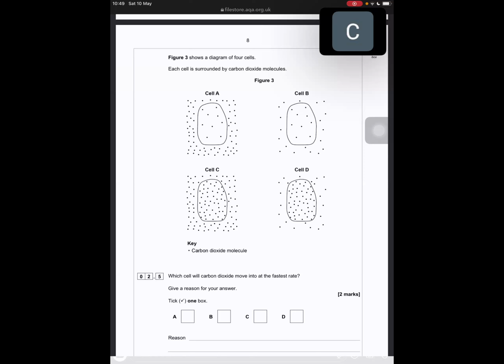Okay, so which one do you think carbon dioxide will move into? I'm looking. The answer would be between cell A and cell B. But can you notice that cell A has more carbon dioxide around it than cell B? But the carbon dioxide inside is the same in terms of the level. Okay, so I'm saying that the diffusion will happen faster in cell A. What do you think?